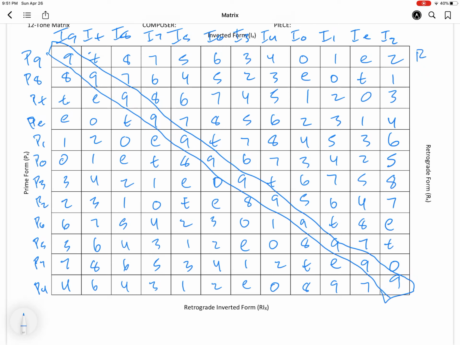Okay, so starting over here, this would be R9, and remember it's from the last number, the first number of its corresponding row form. R8, R10, R11, R1, R0, R3, R2, R6, R5, R7, R4.